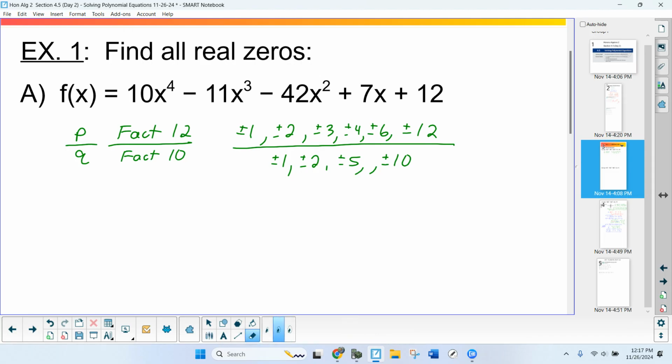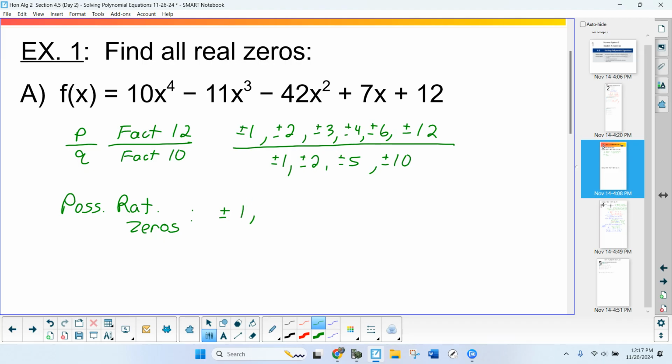Are we good with listing those? Now let's divide. So my possible rational zeros. Well, when you put them over 1, I'm going to put the plus or minus out front because I'm not going to write it all these times. Everything over 1, you just get what? 1, 2, 3, 4, 6, and 12.